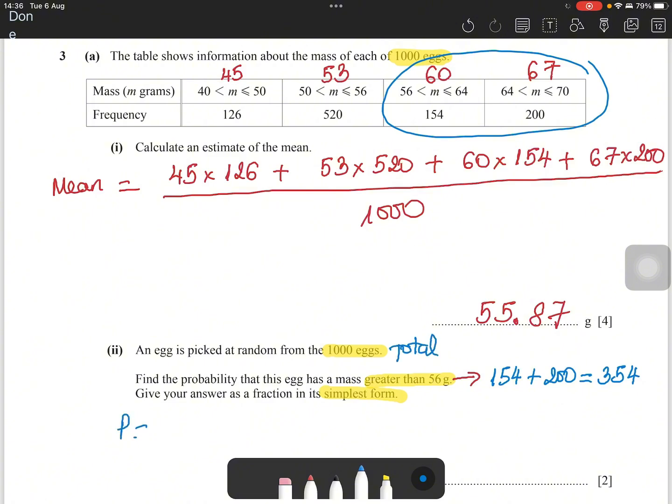So the probability is 354 out of 1000. And when we simplify this, it will be 177 over 500 because we divide both numbers by 2. So the final answer is 177 over 500.